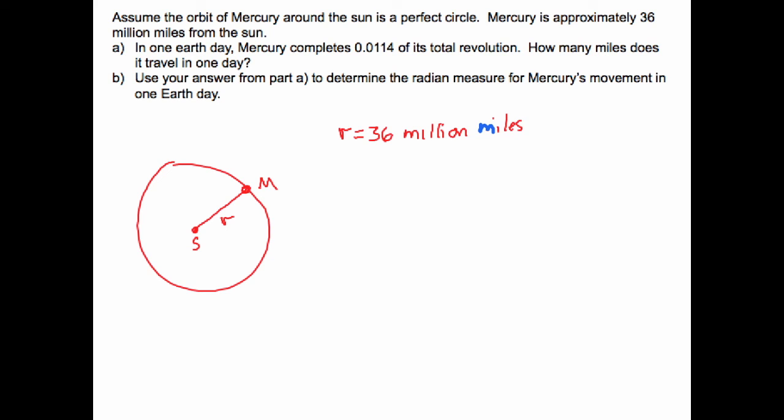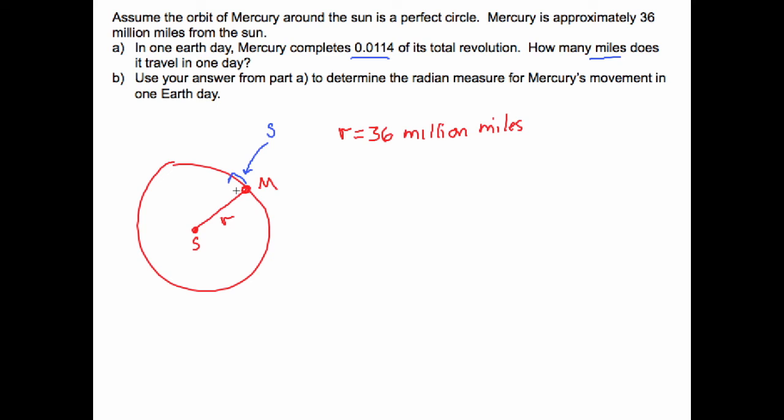In one Earth day, Mercury completes 0.0114 of its total revolution. So this portion of that rotation is what Mercury completes in one Earth day. The question is, how many miles does it travel in one day? So we're trying to find the length of this arc length, S.